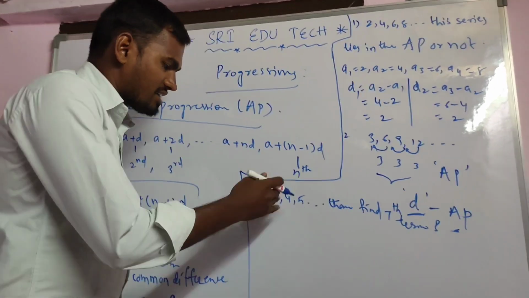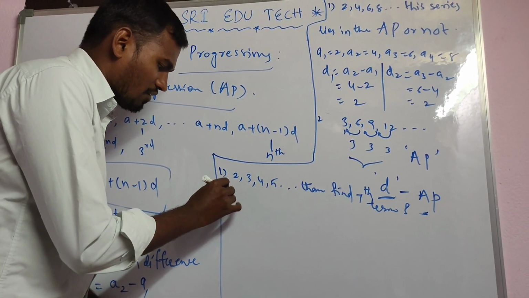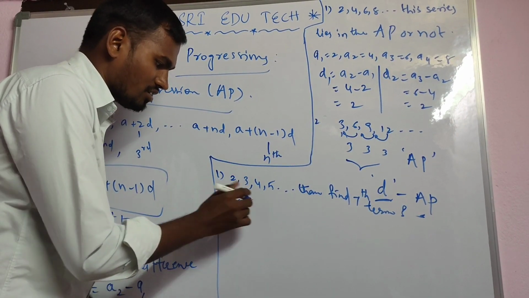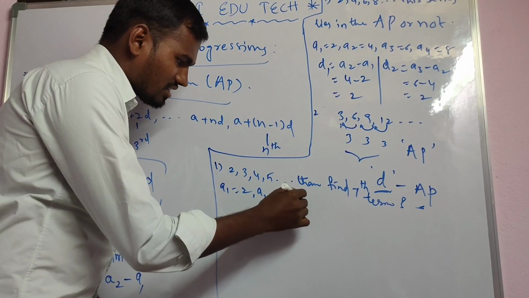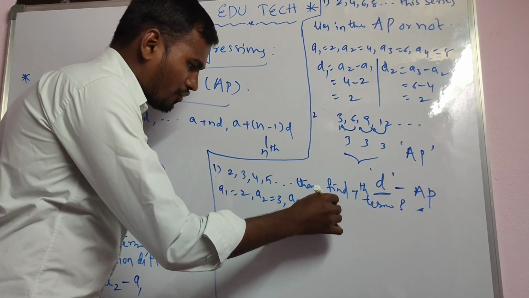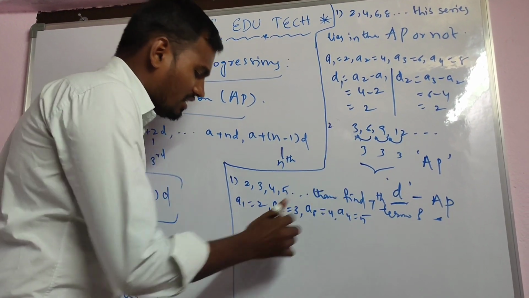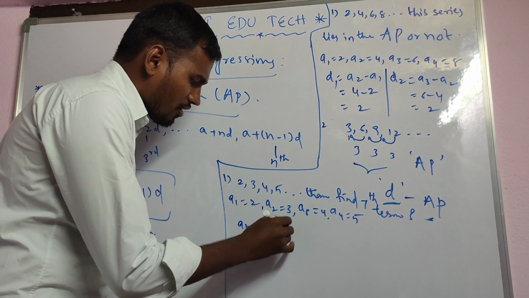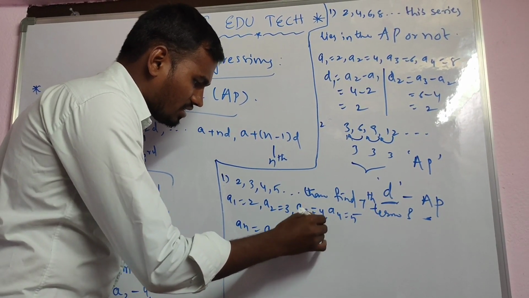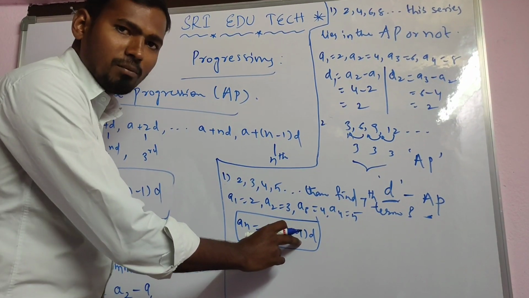Right, in this series, write down A1 is equal to 2, next A2 is equal to 3, next A3 is equal to 4, next A4 is equal to 5. You know already the formula: An is equal to a plus (n minus 1) into d. This is the formula to find the nth term of an AP.